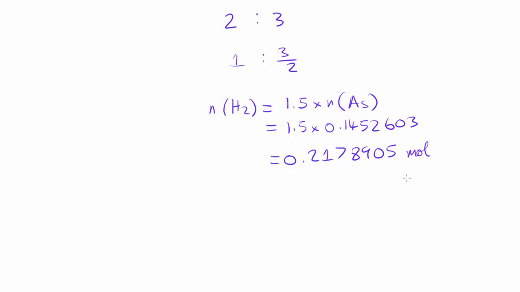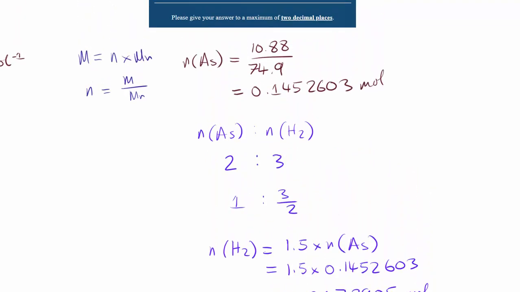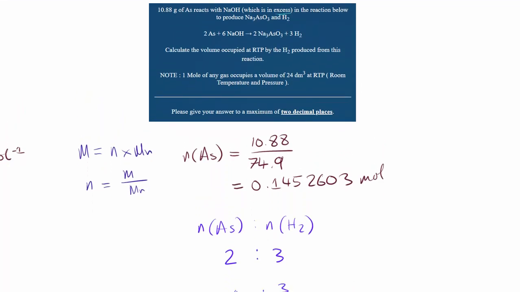All right. And at this stage, what do we do with this information? We need to work out the volume, right? Our focus beyond the moles is the volume. Now, what the question tells us is that for every given mole of a gas at room temperature and pressure specifically, it's going to occupy a volume of 24 decimeters cubed. Now, in the context of this, what does that mean? Well, with the moles we have, if we multiply that value by 24, it's going to tell us the volume occupied, right?